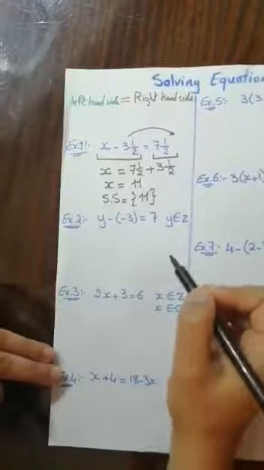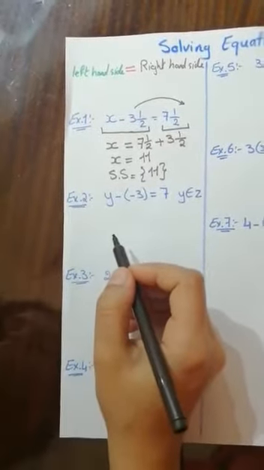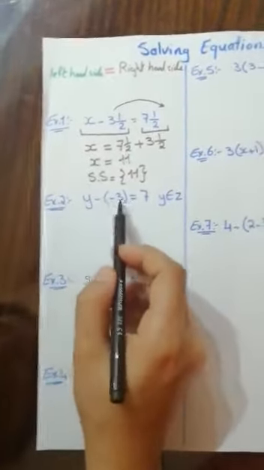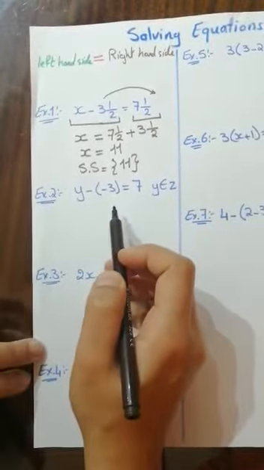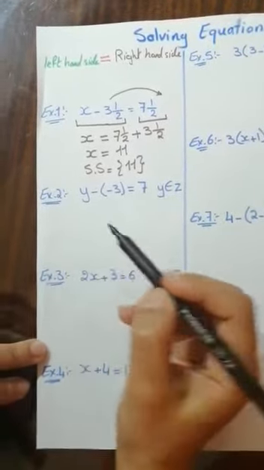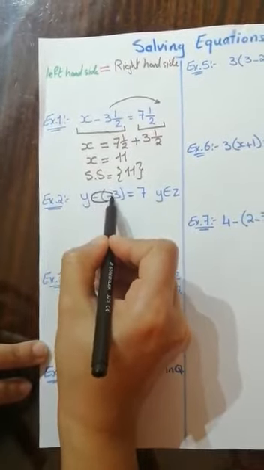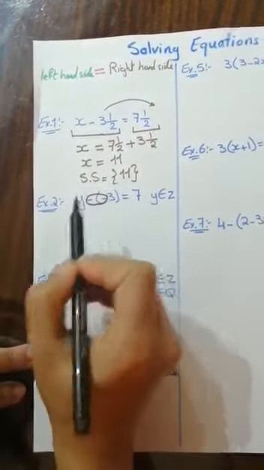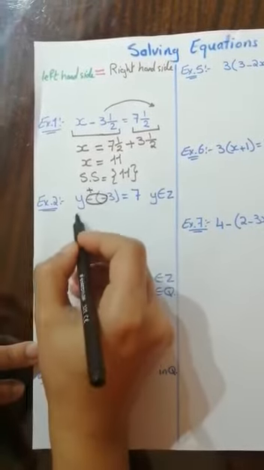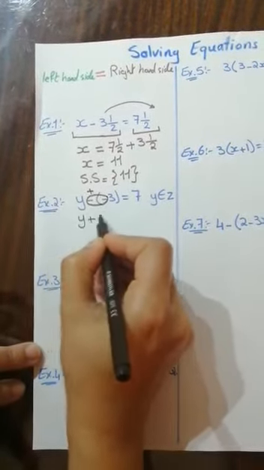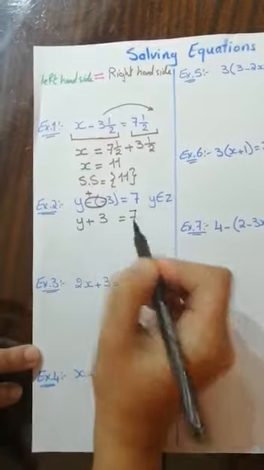Okay, let's go to the next example. Example 2, y minus bracket negative 3 equals 7. Can I make this equation look simpler? Yes. What I will do is merge the signs here. So minus minus is going to be plus. So my equation will be y plus 3 equals 7.